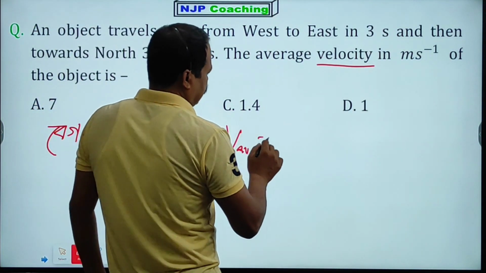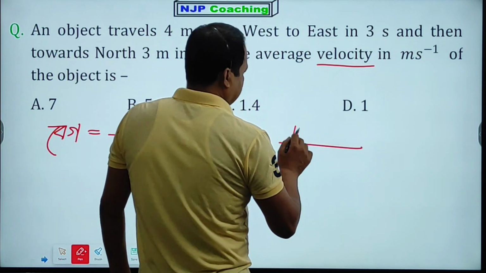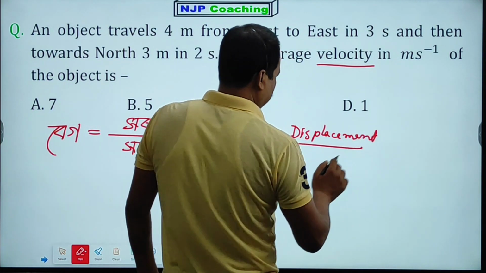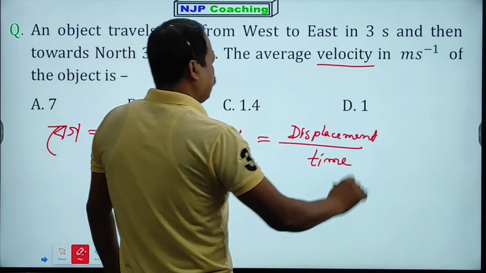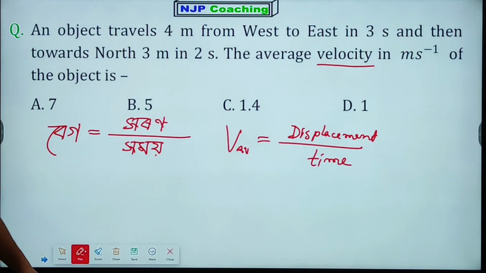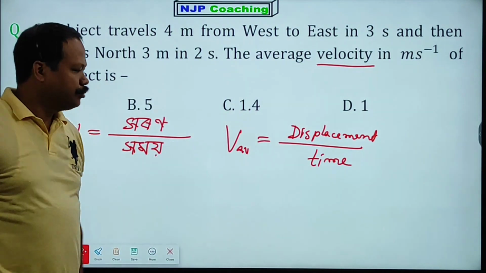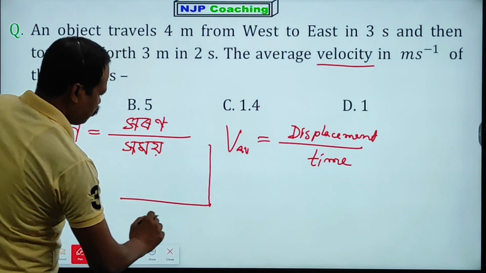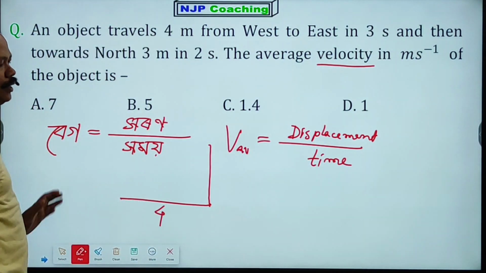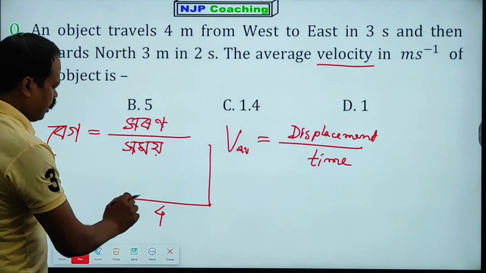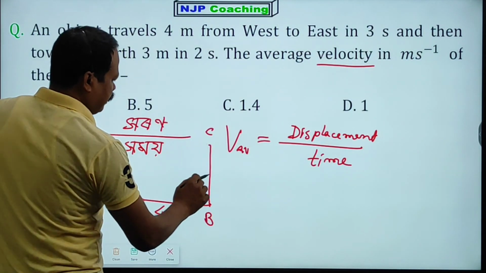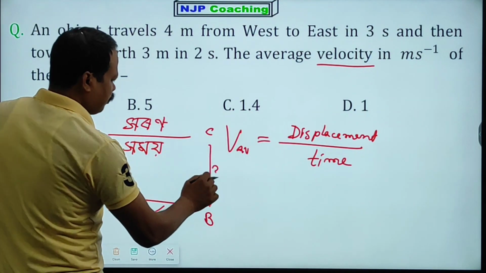Average velocity equal displacement produced by time. Displacement produced by time. A simple diagram: 4 meter from west to east, left to right. Suppose this is AB and then this is BC towards north 3 meter.